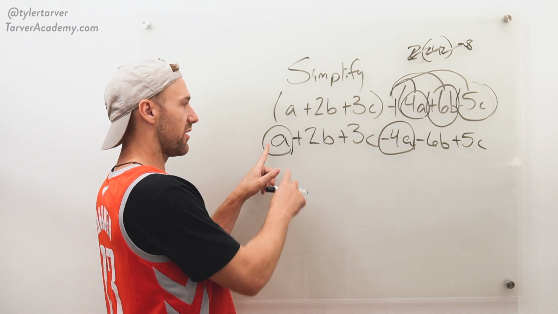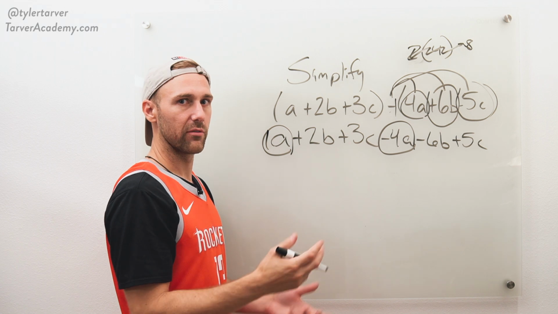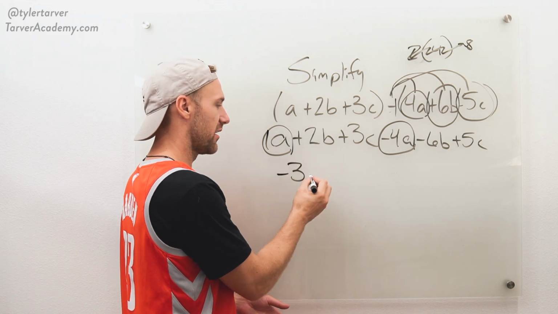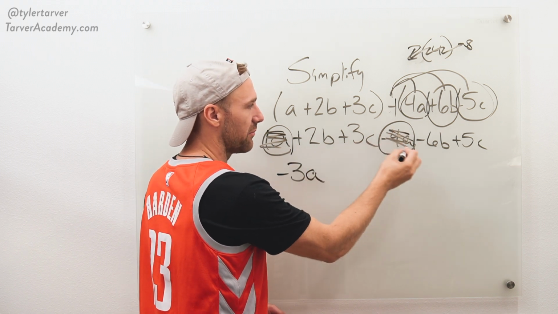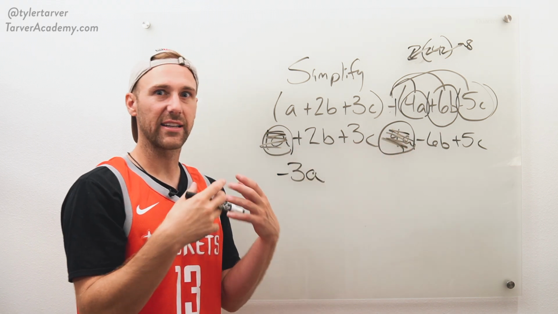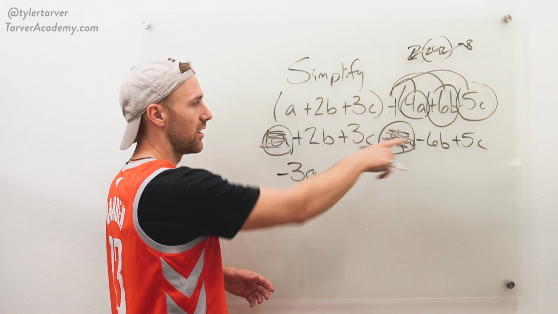So I know that in front of my a is just a 1. So what is 1 minus 4? -3, and don't forget about the a. I like to mark them out after I use them, because that way I can tell if I forget them or if I use one of them twice, okay? All the a's are gone.